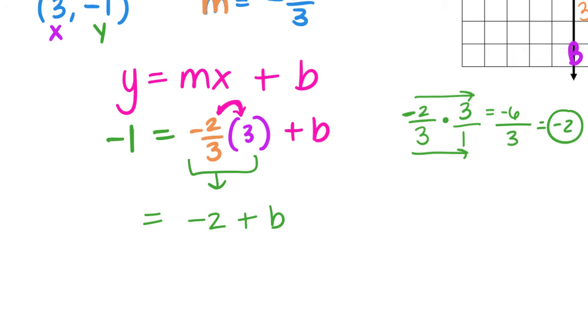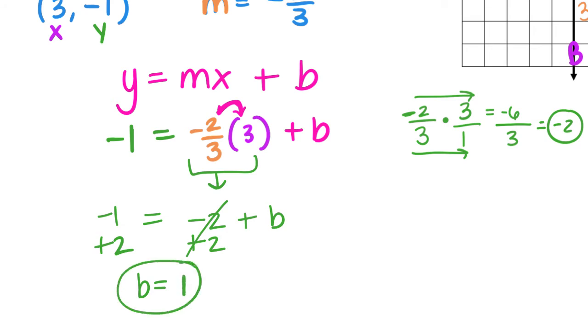All right, we're going to bring down everything, and then we're going to move the 2 over, and we get positive 1 for the y-intercept. So we're all done. We can write it out. We know that our slope is negative 2/3, so negative 2/3 x plus 1.